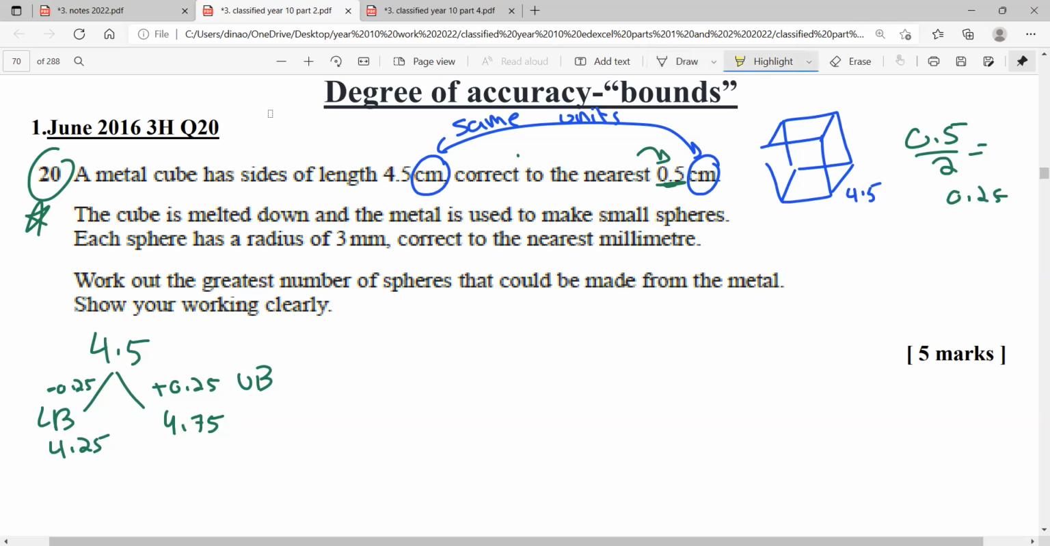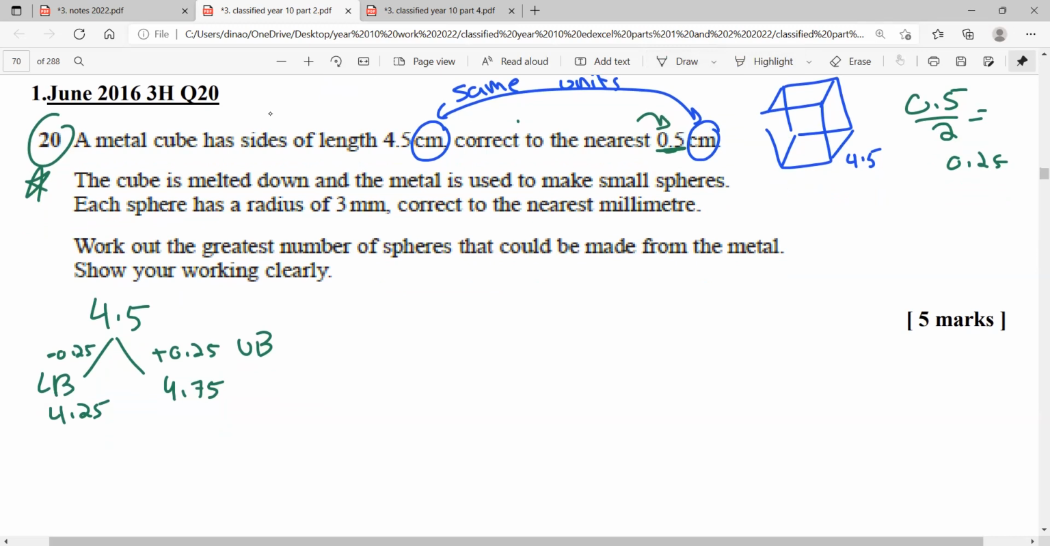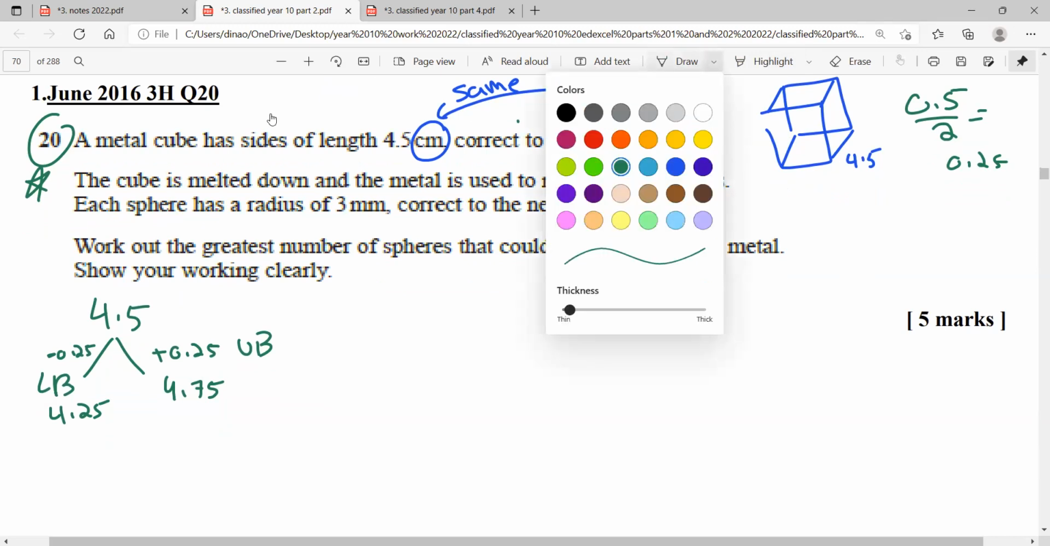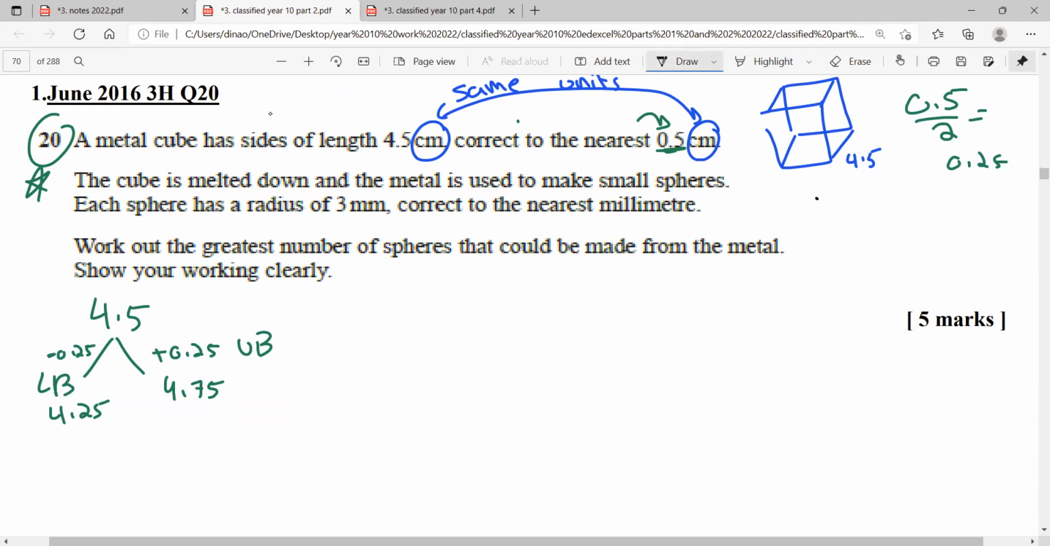The cube is melted down and the metal is used to make small spheres. ايه بقى المسألة العجيبة دي؟ يعني هو أخذ الكيوب ده وسيحه وعمل منه spheres. تمام؟ يعني ايه الحتة دي؟ يعني the volume of the cube اتسيح. حلو؟ The cube is melted down to make spheres. يبقى أنا عندي دلوقتي المسألة فيها sphere.